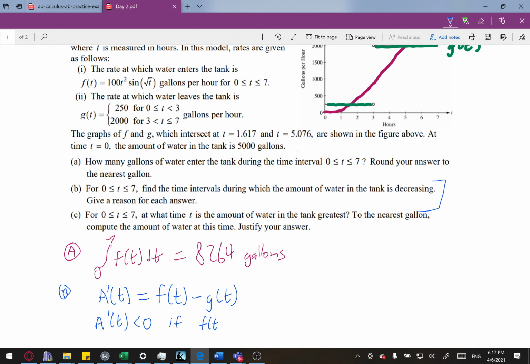Okay, so now I'm going to go back to our graph. We're looking for all of the points when f of t is less than g of t. I'm also going to mark my intersects here, since they gave those to us in the question. t equals 1.617 is our first intersect, and our second intersect is at 5.076.